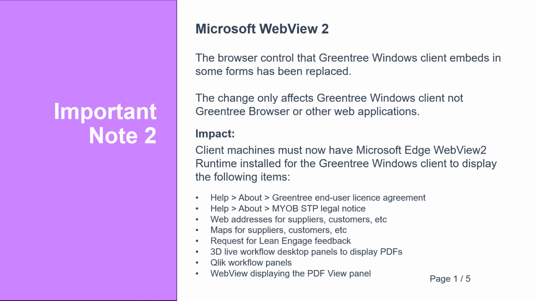Client machines must now have Microsoft Edge WebView 2 runtime installed for the Greentree Windows Client to display some items such as the Greentree End User License Agreement from Help About, the MYOB STP Legal Notice from Help About, web addresses for suppliers and customers, maps for suppliers and customers, requests for Lean Engage feedback, 3D Live Workflow desktop panels to display PDFs, Click WorkView panels, and WebView displaying the PDF view panel.